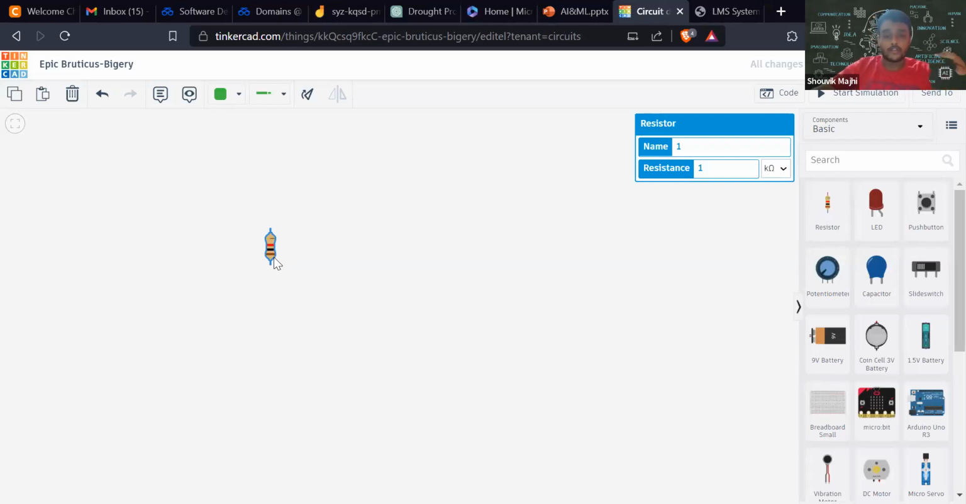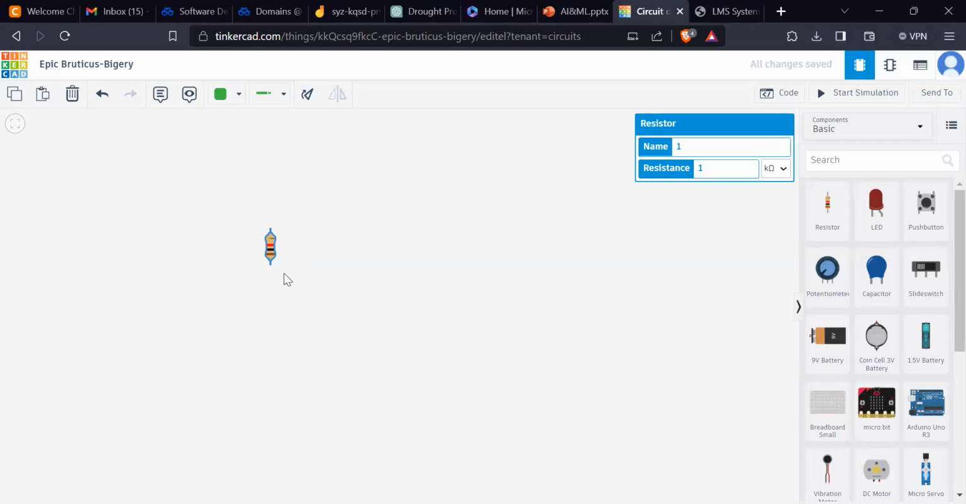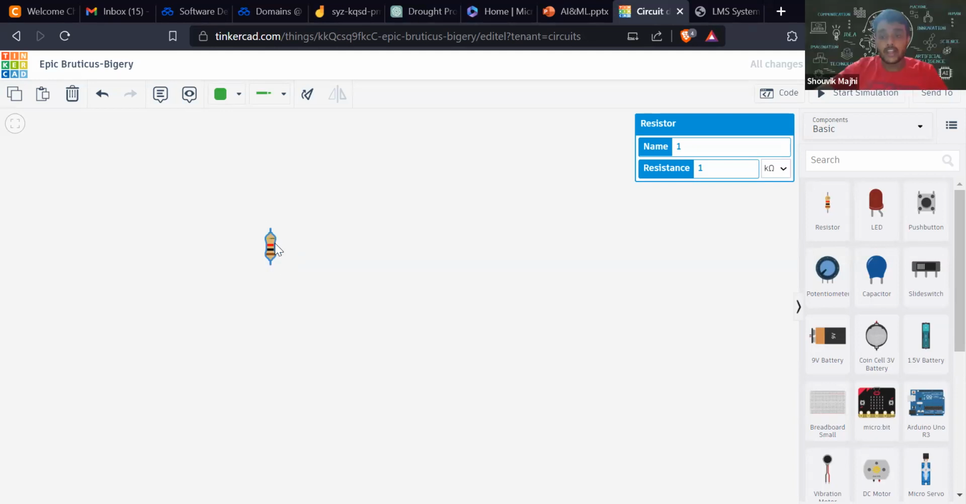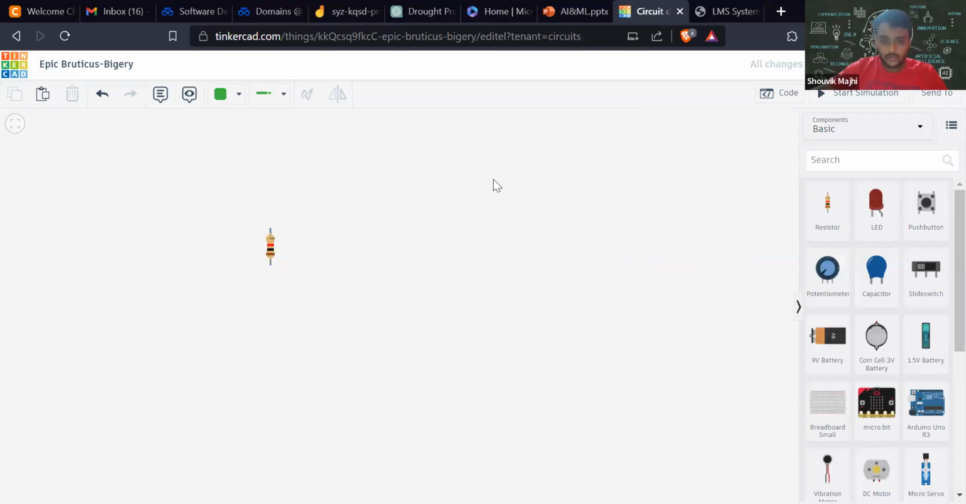If you are familiar with electronic circuits, you will see that every LED is accompanied by a resistor. That is because we need to protect the LED from bursting. That's why we use a resistor. You can change the resistance value from this little dialog box. You can go to kilo ohms, or ohms, micro ohms, mega ohms or giga ohms, any particular value you wish.